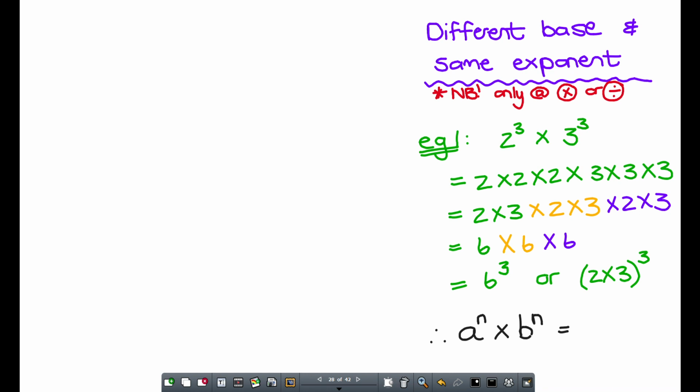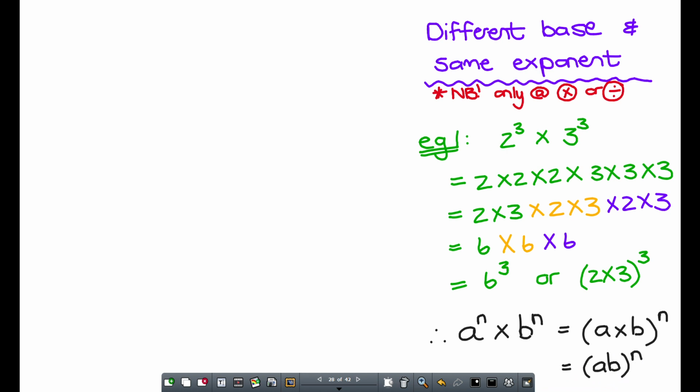Okay. So can you see that I multiplied my bases, the 2 times the 3, and the exponent was the same and it stays the same. Okay, so let's use that shortcut down here. So a to the power of n times b to the power of n will be a times b to the power of n, meaning you could have skipped to this: ab to the power of n.